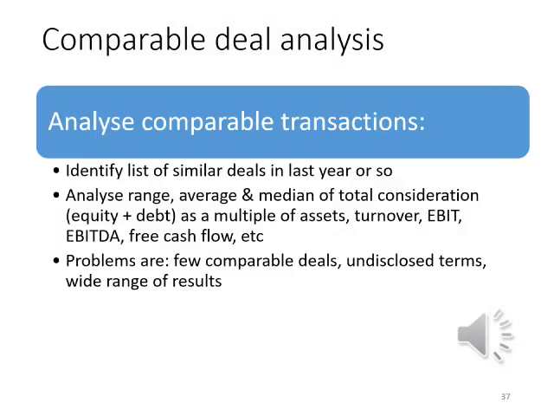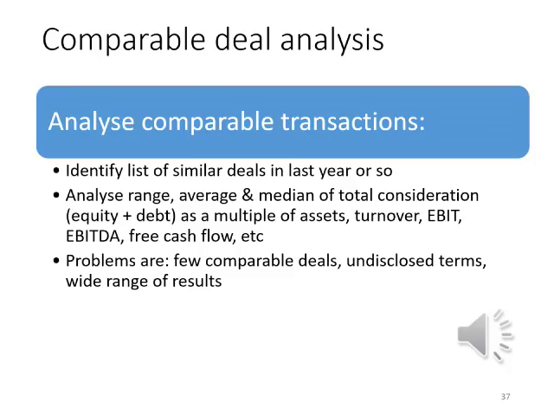When it comes to extracting information from the second source of data, which is the M&A market rather than the stock market, we do have certain challenges that may occur. The approach to analyzing comparable transactions in the M&A market is to identify a list of similar deals in the last year or so and analyze these deals, the range, the average and the median of the consideration paid, and express these as a multiple of assets, EBIT, EBITDA.